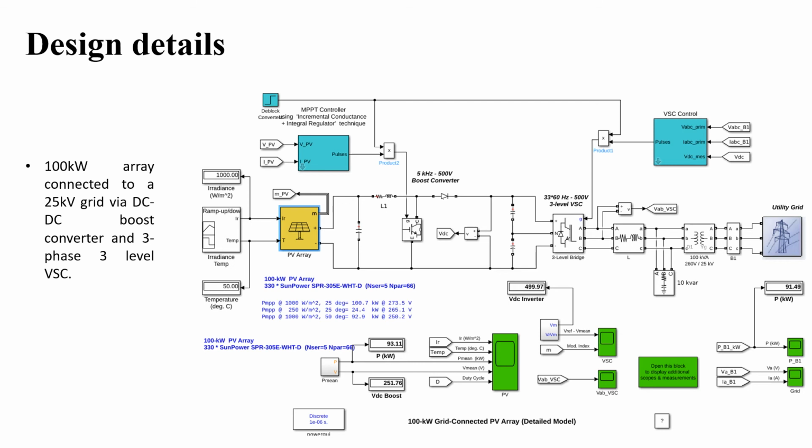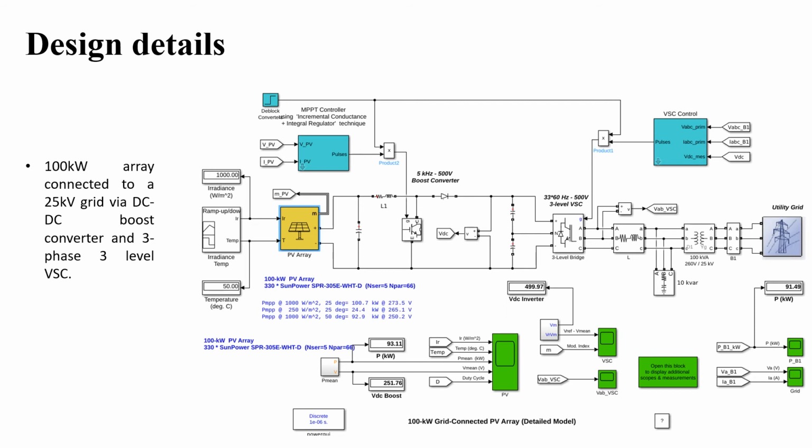Furthermore, we can also see that the PV array is connected in parallel to the MPPT controller, which can track the maximum irradiance produced from the sun, and then it is connected to a boost converter, 5 kilohertz, 500 volt. The boost converter is directly supplying to the 3-level 500 volt 60 hertz bridge rectifier via a DC link, and as you can see here, the DC link is also connected to the 3-level voltage source controller, in parallel.